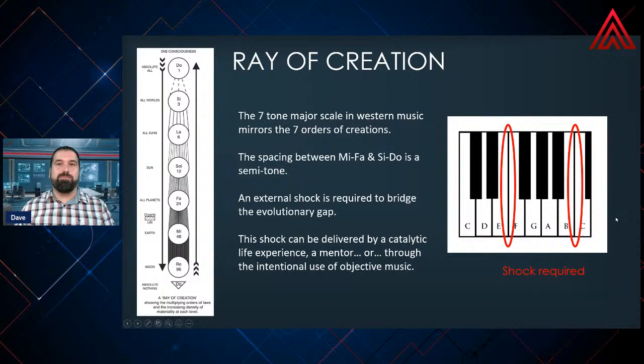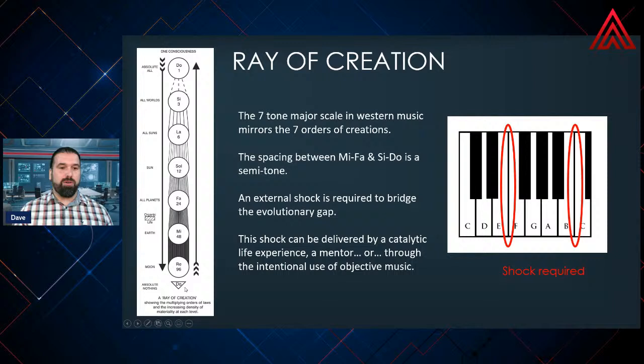Because there are two evolutionary gaps that cannot be fulfilled in a major scale, in the cosmic octave, without intervention. And you'll notice these are the two that do not have the black keys. They do not have a tone in between them. So we have C, D, E, but you have this thing here, which is called a sharp, and you have this thing here called a sharp. You don't have that here, and you don't have that here. And so how does that correlate?